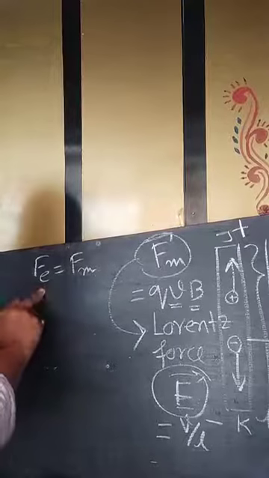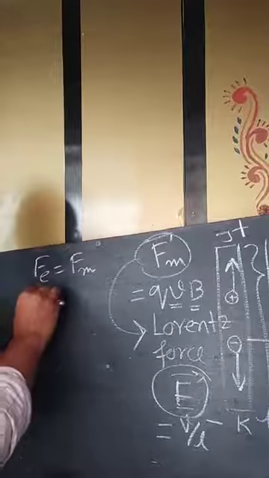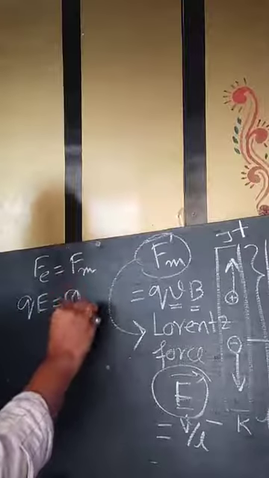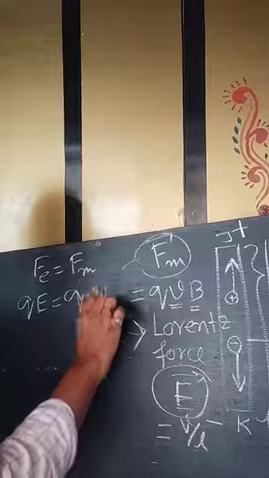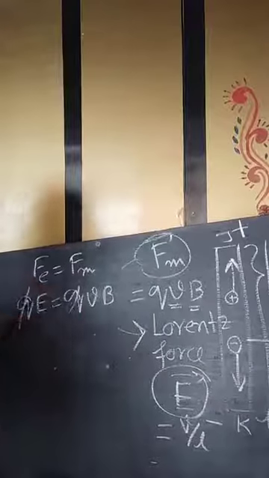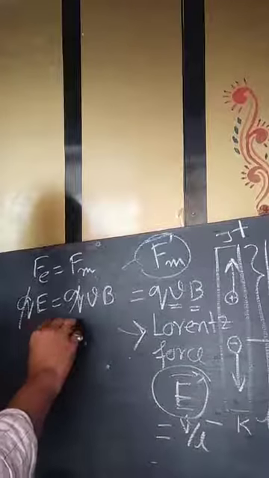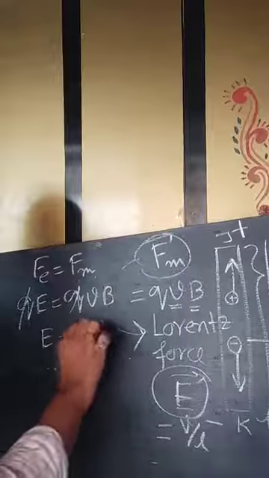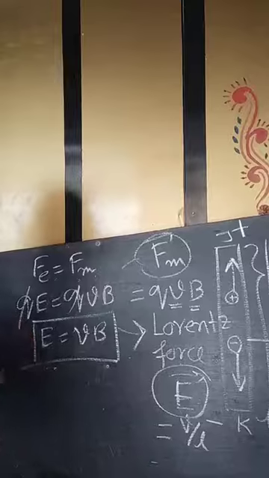So what is the value of Fe? That is nothing but QE. And what is the value of Fm? That is nothing but QvB. Q will cancel out. Therefore, E is related to v into B, right?